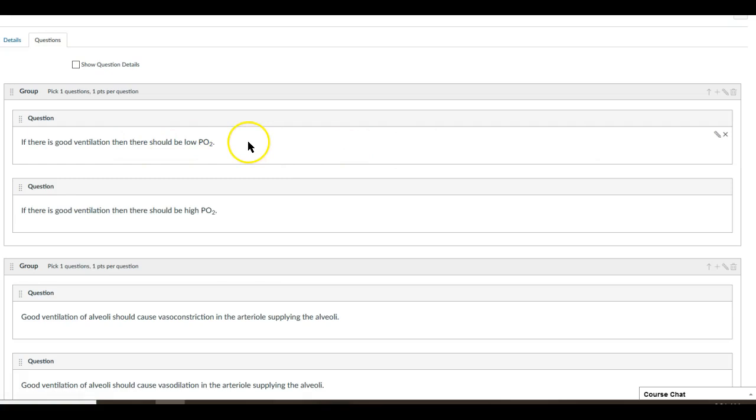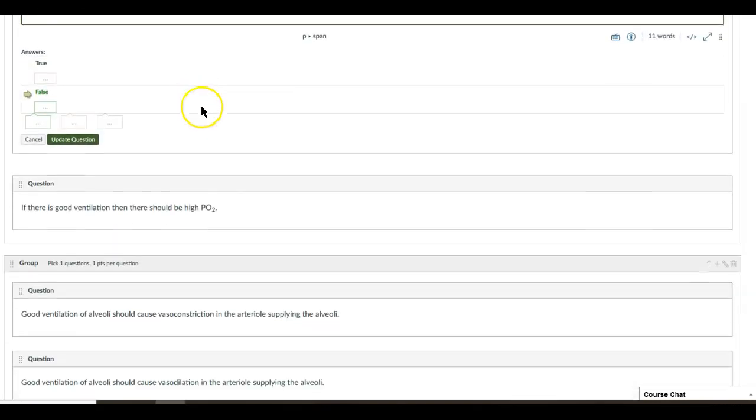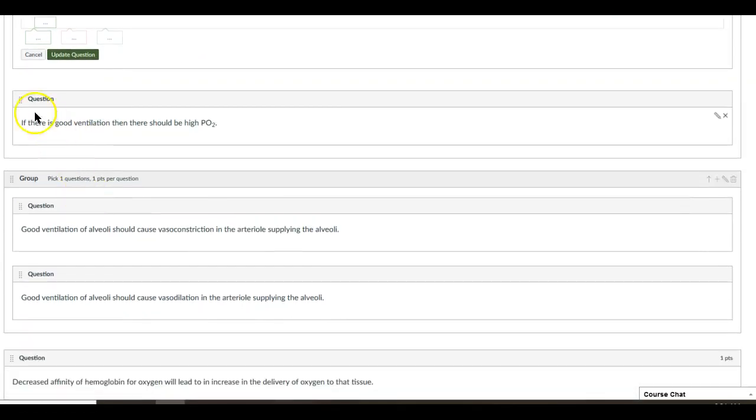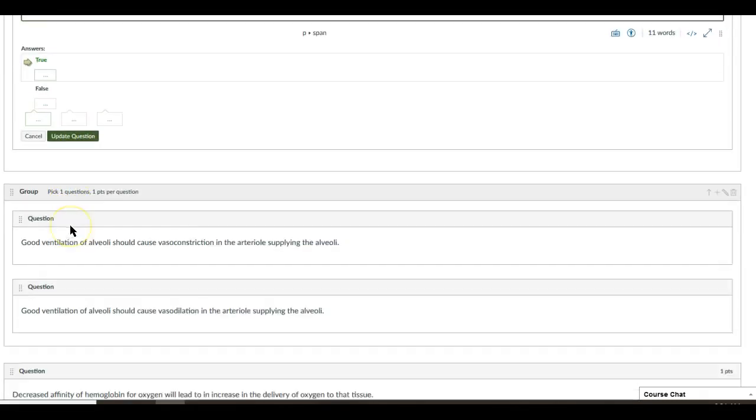So you could have gotten for question number 1, if there is good ventilation, then there should be low partial pressure due to oxygen. This should be false, and yay, it is. My key is correct, right? So ventilation just means airflow. The air that you breathe in should contain oxygen. So there would be high partial pressure due to oxygen, which means the alternative question, true or false, should then be true. If there is good ventilation, there should be high partial pressure due to oxygen, and that is true.